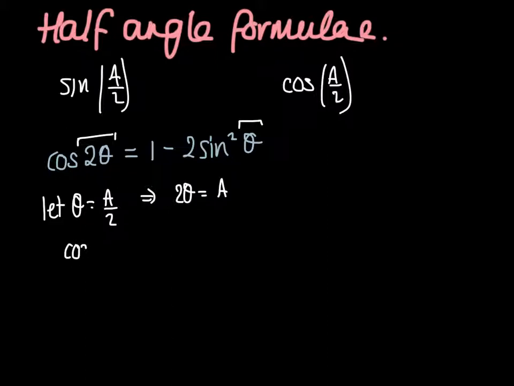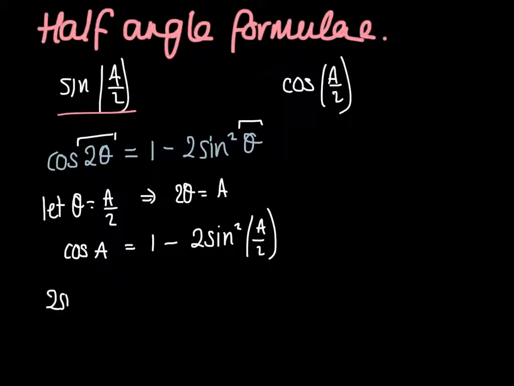So cos of 2 theta, when we've worked out that 2 theta is A, so cos of A is equal to 1 minus 2 sine squared theta. Theta is A over 2. Now, obviously, my half angle formula is hidden in amongst a whole load of other rubbish here that I don't really want, and actually what I'd like to be able to talk about is sine of A over 2. So let's rearrange to get that on its own.